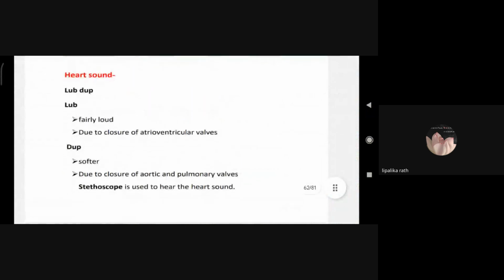Okay, so now we are going to heart sounds. We have known since childhood the heart sounds lub dub, lub dub. So how is this lub dub produced? Lub is fairly loud due to closure of the atrioventricular valves. When the atrioventricular valves are closing, at that time the lub sound is produced and it is fairly loud.